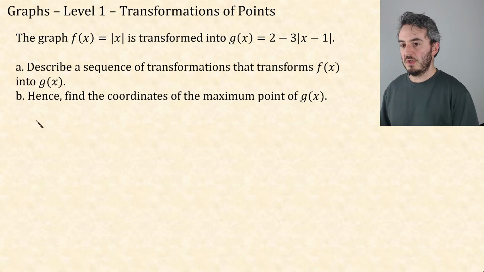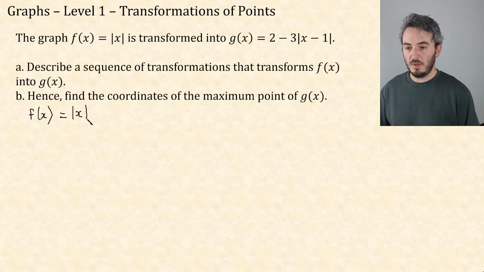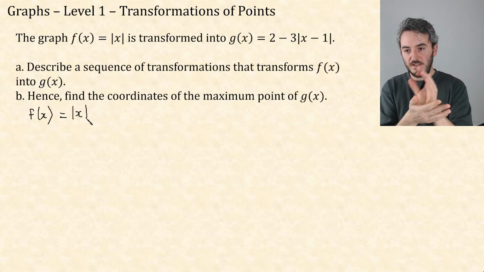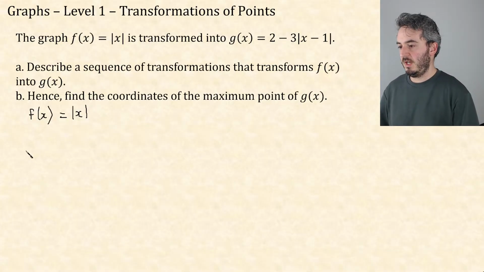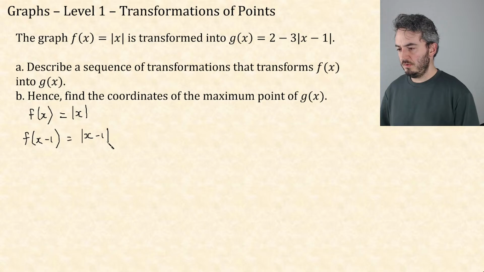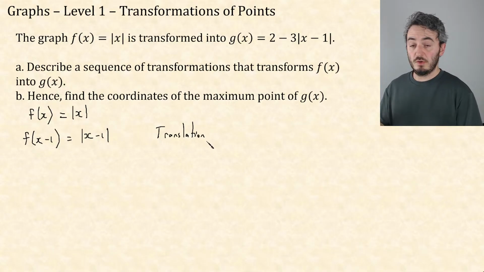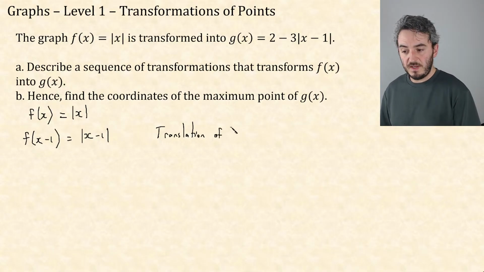The way I'd suggest you do this is starting with f of x and just doing one transformation at a time, working from the inside out. So starting with whatever's closest to x and then working out. The first thing is we replace x with x minus 1, so an f of x minus 1 transformation. What does that do? That's a translation of 1 unit to the right. I could write this in vector form if I like, of 1, 0.